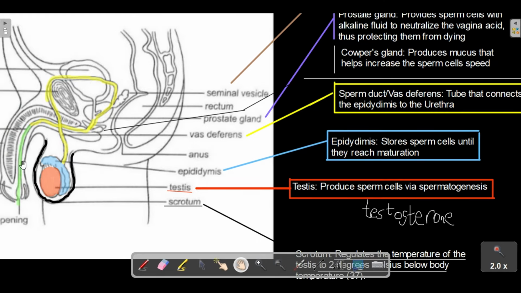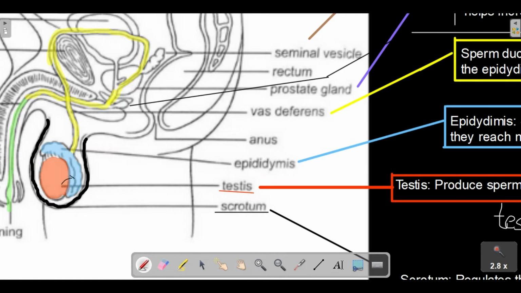Now the testes produce sperm cells, but they produce immature sperm cells. So the sperm cells that are produced in the testes are not matured yet. And so that's what we see here. We see sperm cells being produced, but they have not reached maturation yet. So they are produced and then they are stored in the epididymis.